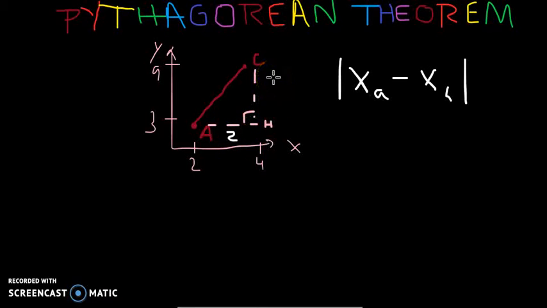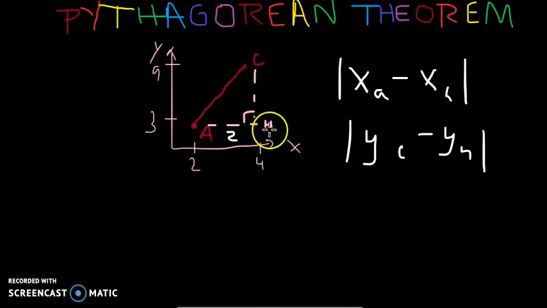Now we want to find the distance between C and H. It's basically the same thing, but now we only care about y values, because they lie on the same vertical plane. So we just want to know the distance between here to here. We don't care about negatives. So we do 9 minus 4, or 4 minus 9. We take the absolute value, we're going to get 5 either way.